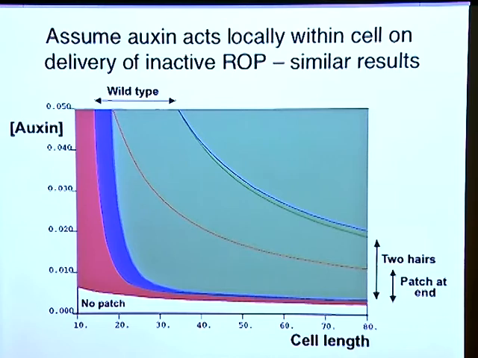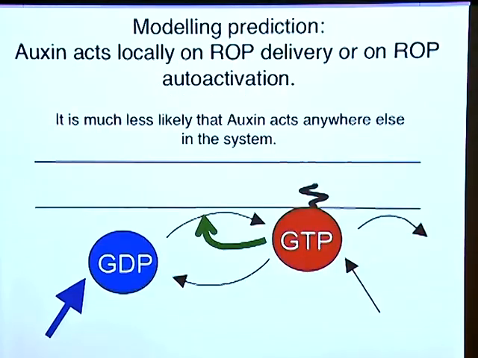So we get a similar plot for this version of the model, where we have a range of auxin concentrations and a range of cell lengths where we can find either no hair, or a hair right at the very end of the cell, or the wild-type phenotype, or 2 hairs. So we can say from this that we would predict at the moment that auxin is acting either on this autoactivation step or on the local delivery of inactive ROP at a particular site in the cell.